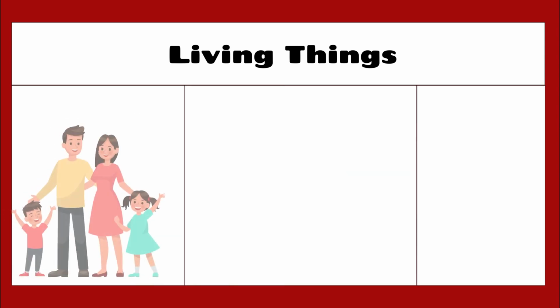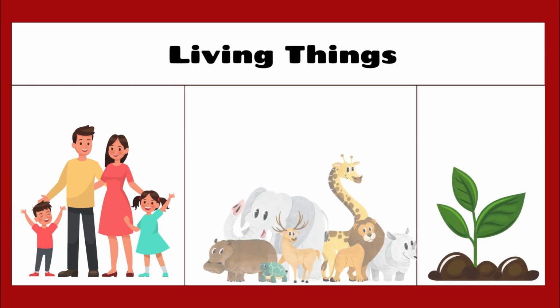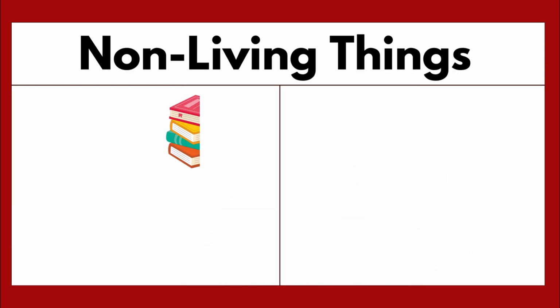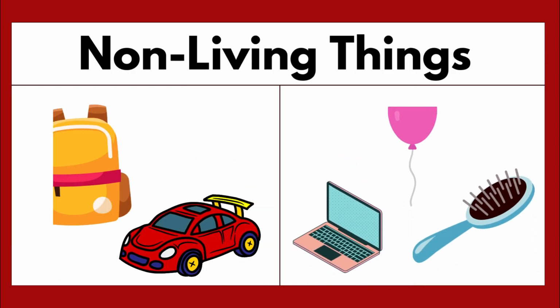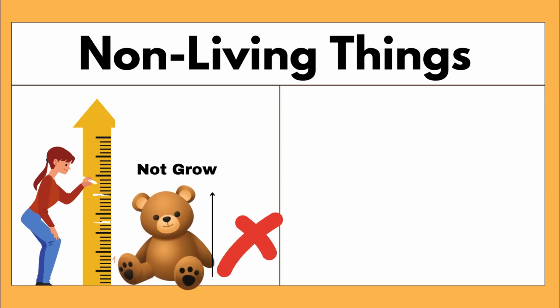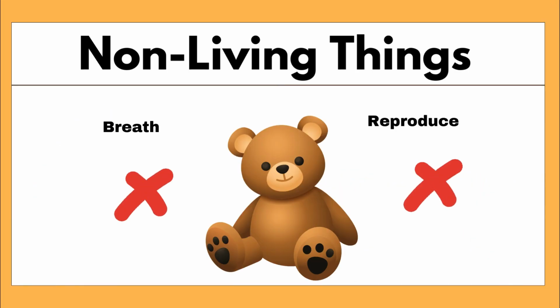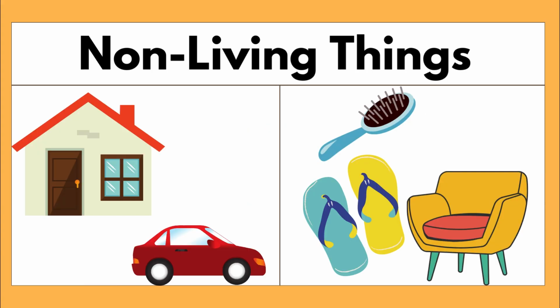Living things are humans, animals, and plants. Non-living things. Things which cannot grow, move, breathe, and reproduce are called non-living things.